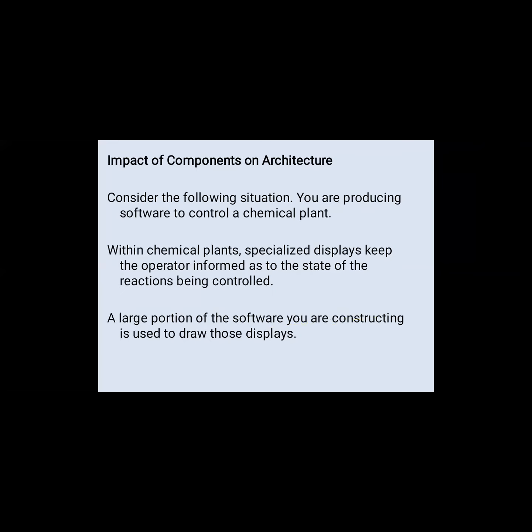Okay. Impact of the components on the architecture. Consider the following situation. You are producing software to control a chemical plant. Within the chemical plant, specialized displays keep the operators informed of the state of the reactions being controlled. So that means here we are using different types of modules to control the particular chemical plant. For example, if you press a particular button, then it will create some other type of functionality. In this way, we are able to modify the chemical plant by using the software and by developing some other modules in your software architecture.